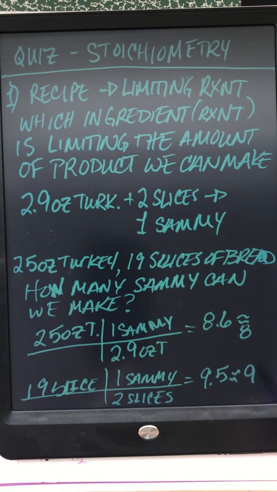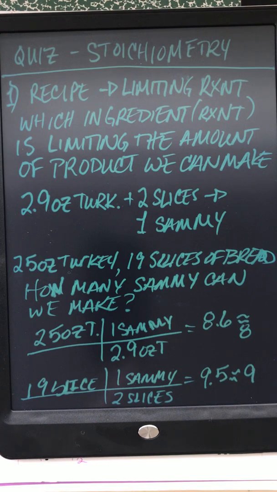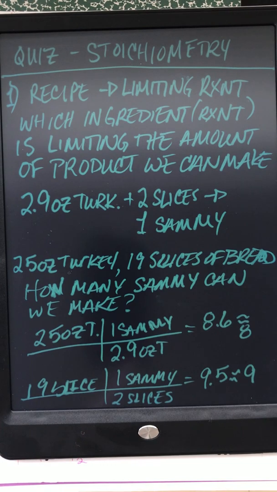Exactly. Right? So, if we're looking at who is limiting the number of sandwiches, what ingredient is limiting here? The turkey. Does that make sense, Sydney? Yeah. You comfortable with that? So whichever ingredient makes the least amount of product, that's the maximum amount of product that we can make, right? So that's what this problem was trying to get at, right?